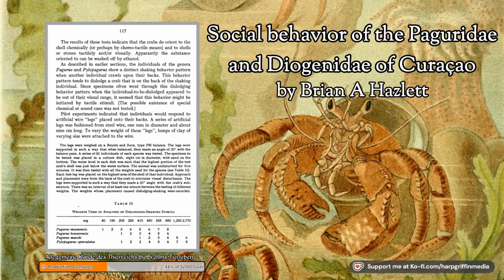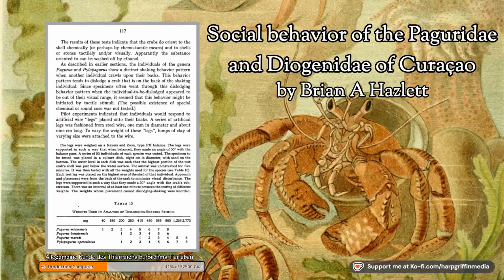A series of 50 individuals of each species was tested. The specimen to be tested was placed in a culture dish, 8 centimeters in diameter, with sand on the bottom. The water level in each dish was such that the highest portion of the test crab's shell was just below the water surface. The animal was undisturbed for 5 minutes. It was then tested with all the weights used for the species.